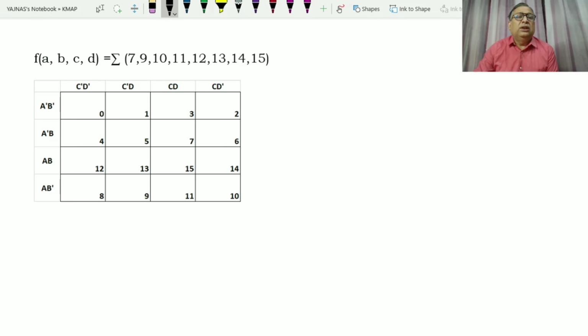So look at this question. F(A, B, C, D) equals sigma 7, 9, 10, 11, 12, 13, 14, 15. So you will draw the K-map like this. Then you will fill 7, 9, 10, 11, 12, 13, 14, 15. In the rest of the places you will fill 0.